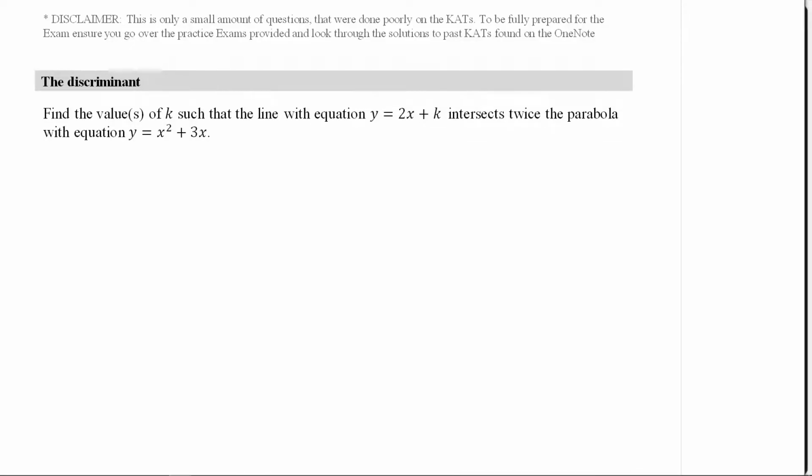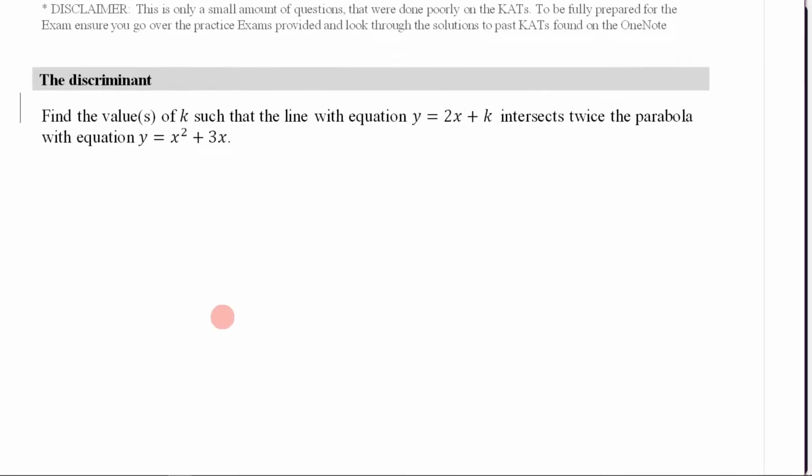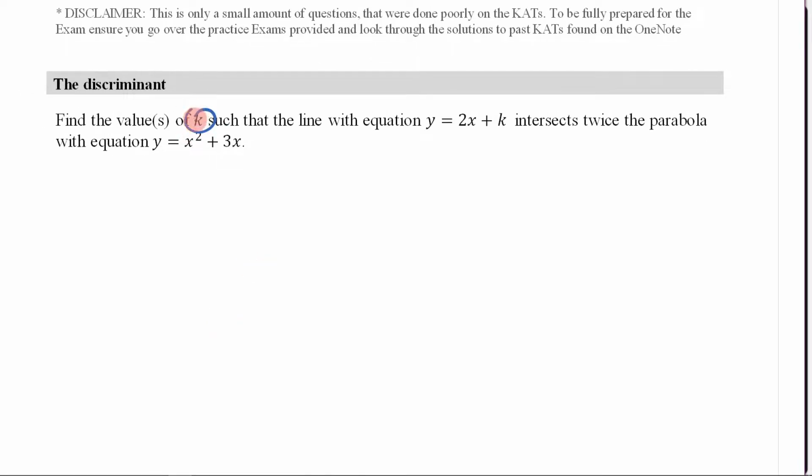We're now going to go through this question before us. It's about the discriminant. It says, find the values of k such that the line with the equation this intersects twice the parabola with the equation that. Now, a lot of things going on here. You've got the word intersect.